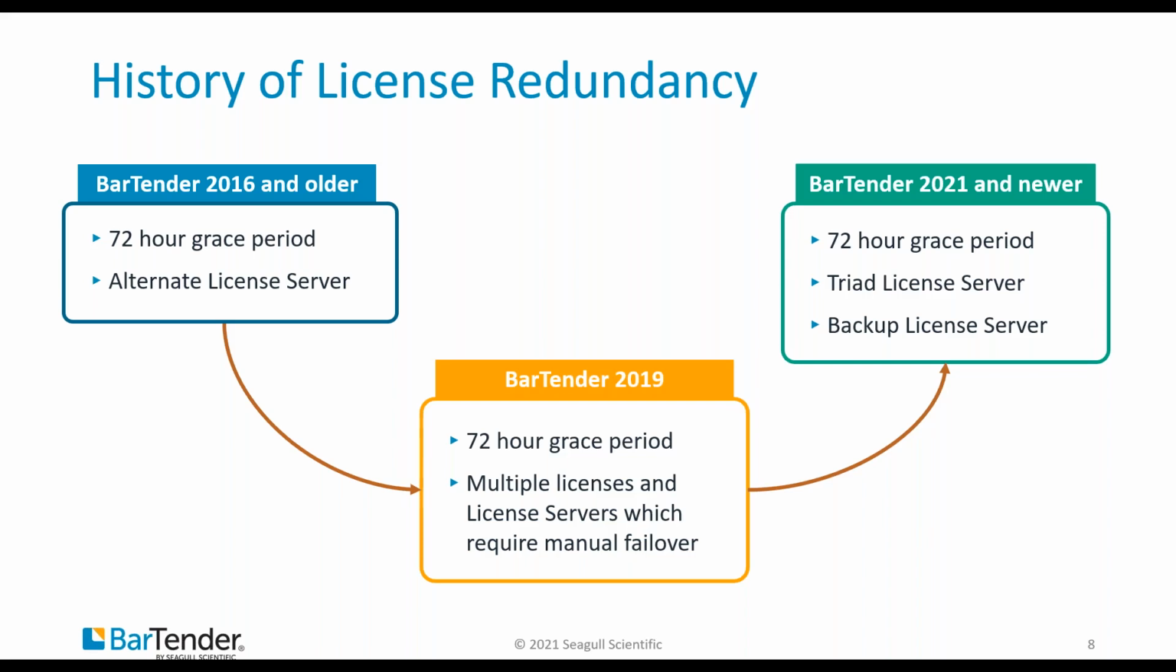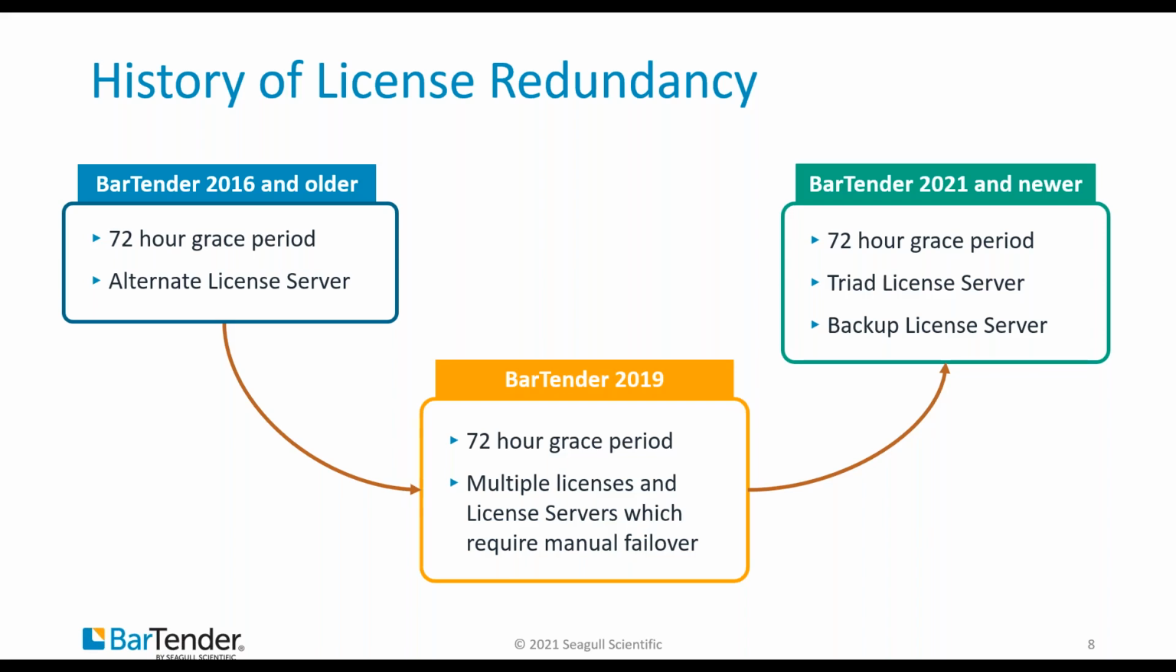So with the release of BarTender 2019, we continue to support the 72-hour grace period as before, but we removed the client-based provision of an alternate license server. The license server model was basically completely re-engineered with new and improved printer-based license management functionality, better performance, better security, as well as remote central management.